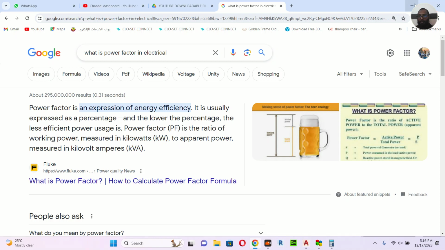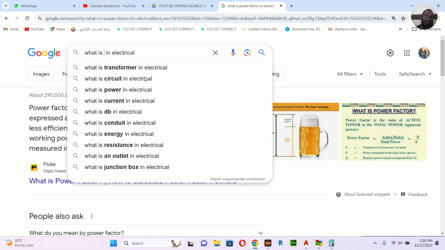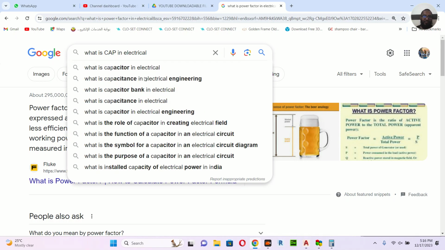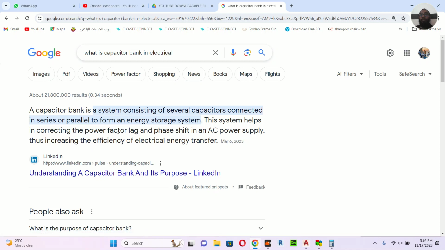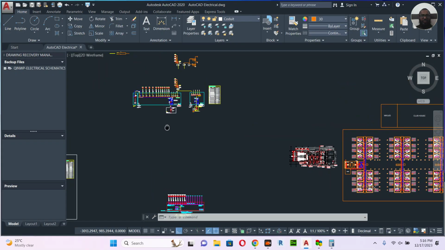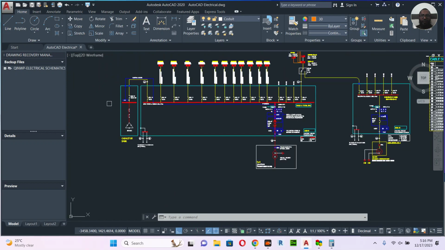Yes. No, this is power factor, the capacitor bank. Power factor is something different. Capacitor bank. Here, the capacitor bank is a system consisting of several capacitors connected in series or parallel, forming an energy storage system. The system will help in correcting the power factor. So the capacitor bank will control the power factor. This is what I told you, I remember. So the capacitor bank will control the power factor.